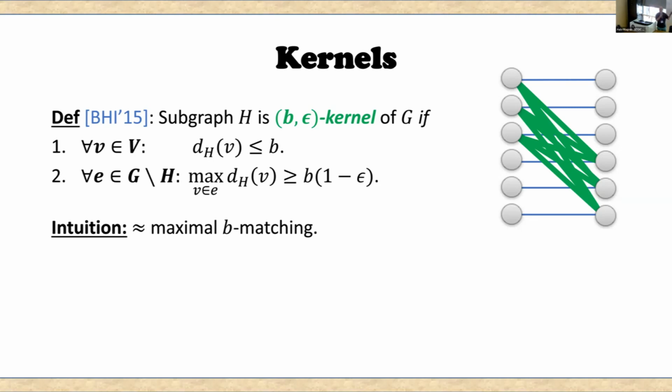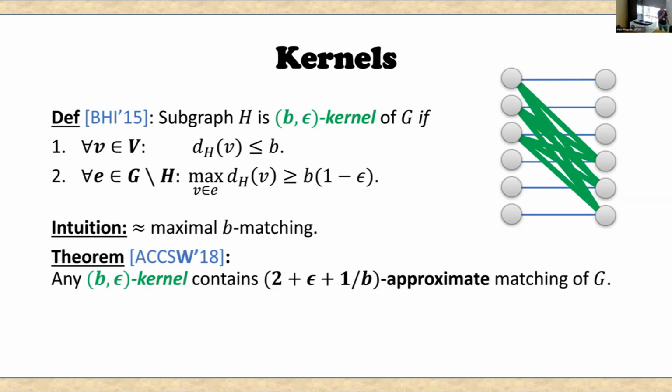What this is essentially is an approximate maximal b-matching, right? We're allowing to match each node at most b times. And if we don't take a particular edge, it's because one endpoint at least has basically b edges. And here's the theorem we proved with Arar, Chechik, Cohen, and Stein in 2018.